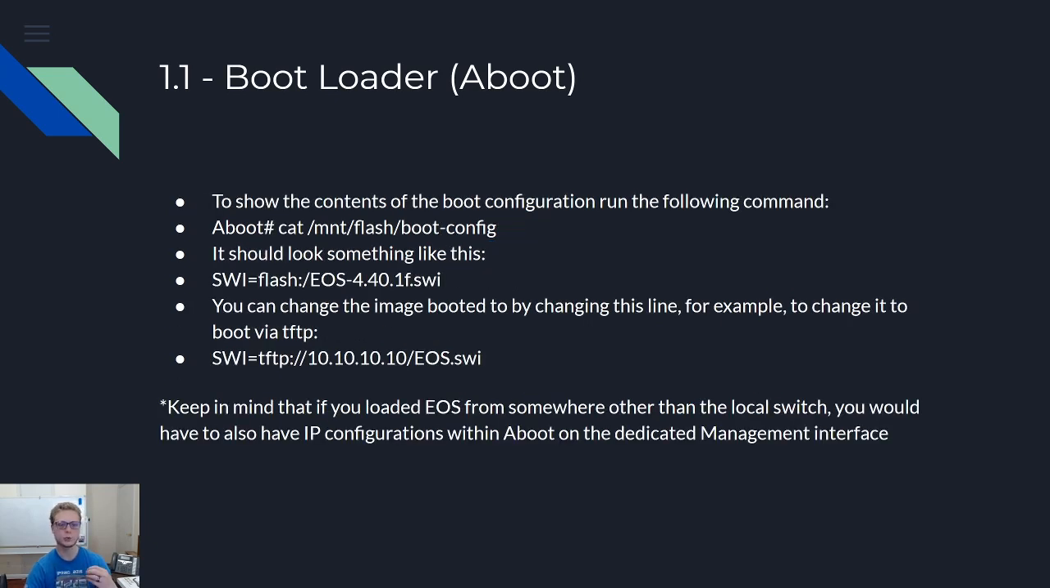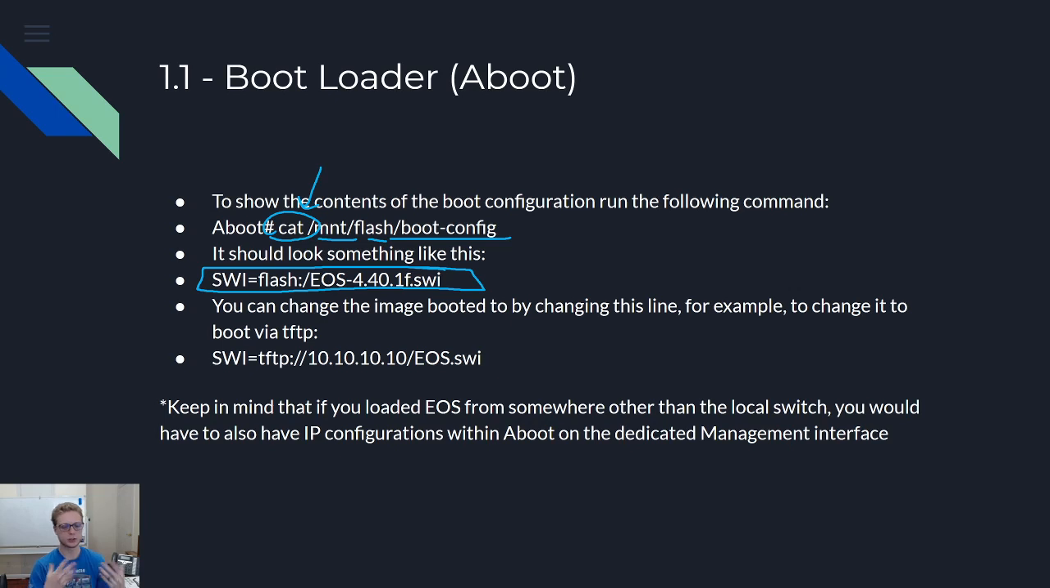If we want to show the boot config, we can actually do a cat, which if you're familiar with Linux, is just a way of displaying a file. In this case, our boot config is just a text file in our mount Flash directory. It should look something like this. You'll see this is EOS 4.40.1F. That is an outdated version already because they come out with versions, it seems like every 2 weeks. But you can see the image that it's supposed to boot from.